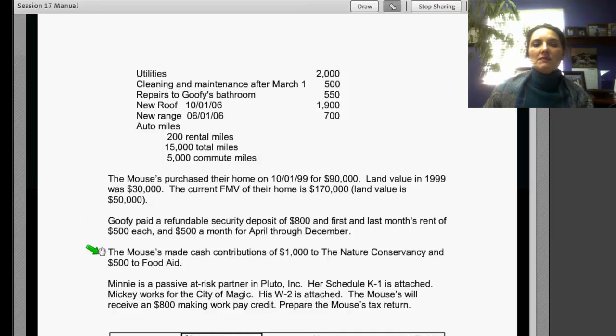The Mouses made cash contributions of $1,000 to the Nature Conservancy and $500 to Food Aid, so that obviously is a Schedule A charitable deduction.